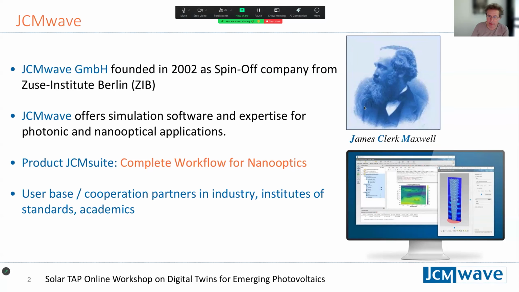Carsten already had this image here of James Clerk Maxwell. JCM is the initials of James Clerk Maxwell because the focus of our software is typically on optical applications where Maxwell equations have to be solved.